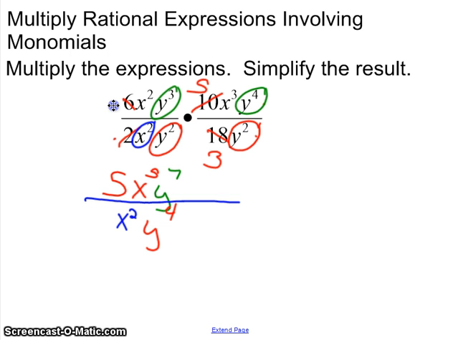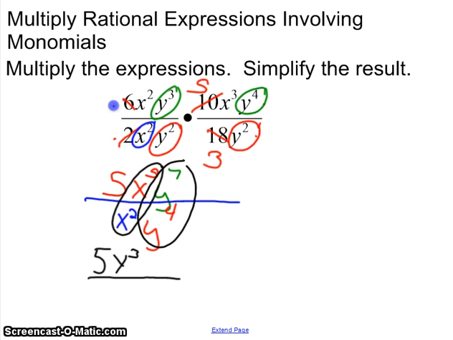I'm not done yet. I'm not done until there are no common bases in this problem. So up top I still have a 5. There's no coefficients that can be simplified here. I'm going to take a look at my same bases, my x's. Now I've got one on the top, one on the bottom. I can divide, which means I'm going to subtract those exponents. So that becomes x to the 3rd. And then my y's, y to the 7th divided by y to the 4th, is y to the 3rd.